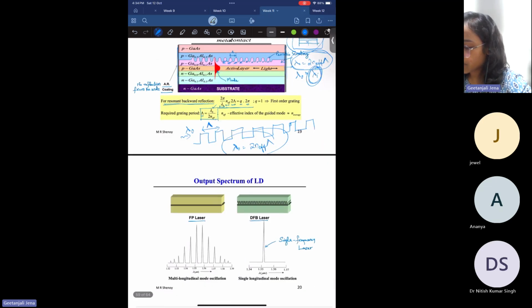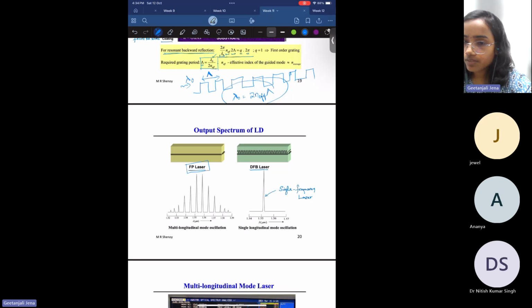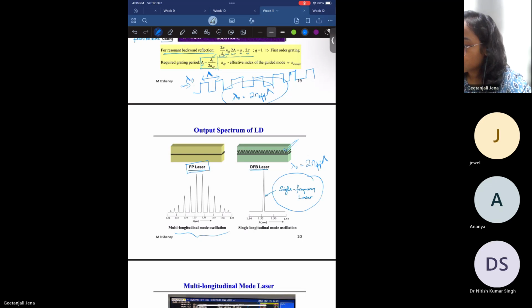Okay. So let us see what will be the spectrum. For a typical conventional Fabry-Perot laser, we have a larger number of frequencies oscillating inside this active layer. These are multi-longitudinal mode oscillations. But when you introduce a periodic Bragg grating inside the p-doped gallium arsenide layer, you can see only a single frequency will be able to oscillate inside the active layer. And this single frequency satisfies this condition, which is lambda 0 equal to 2 n effective gamma. So n effective is the effective refractive index of the oscillating mode, gamma is the periodicity of this grating, and lambda 0 is the oscillating wavelength.